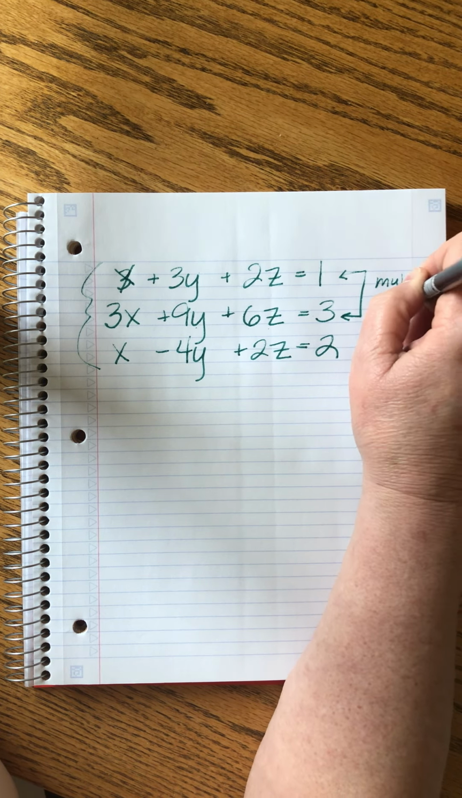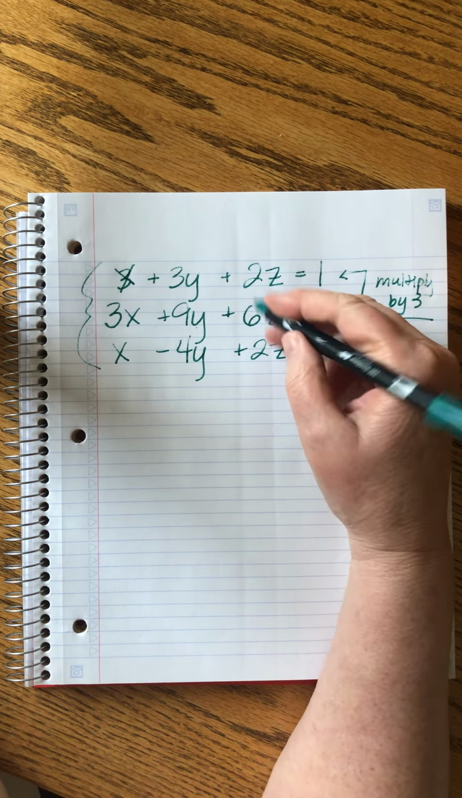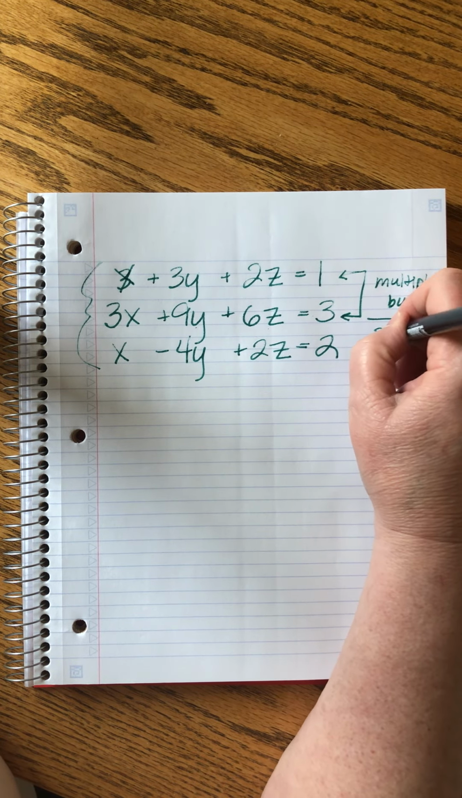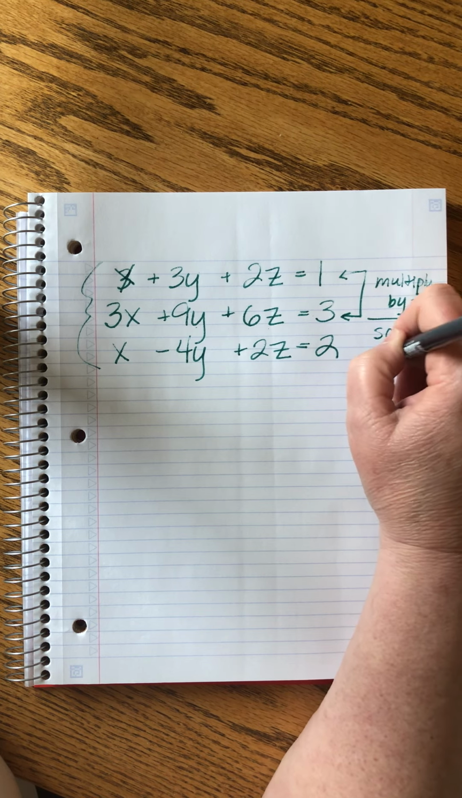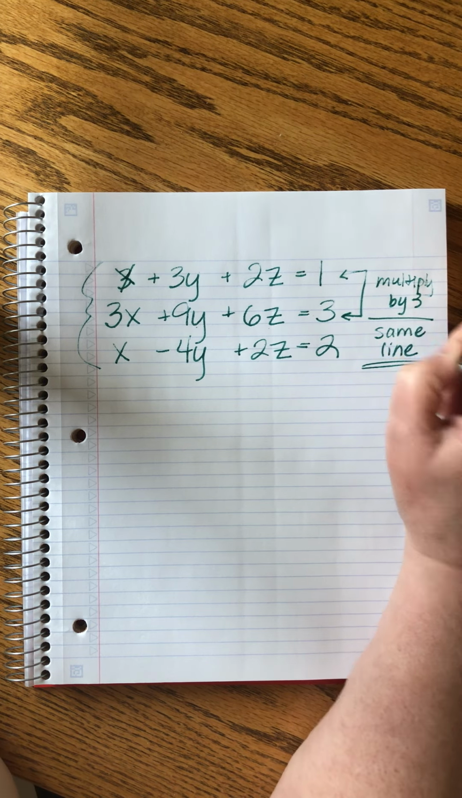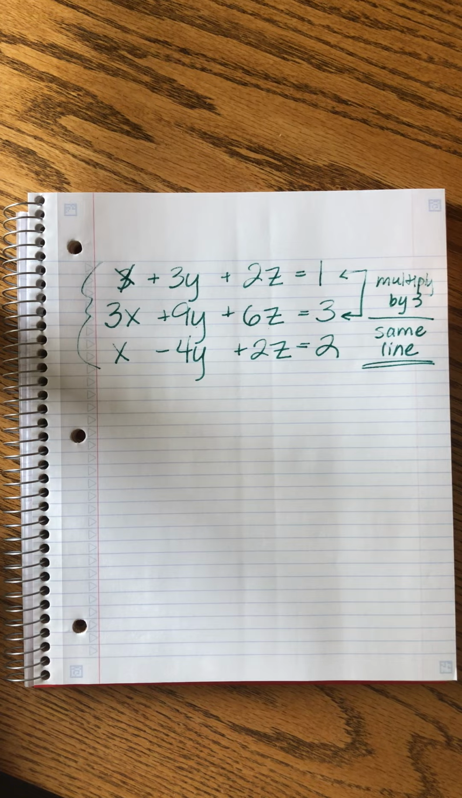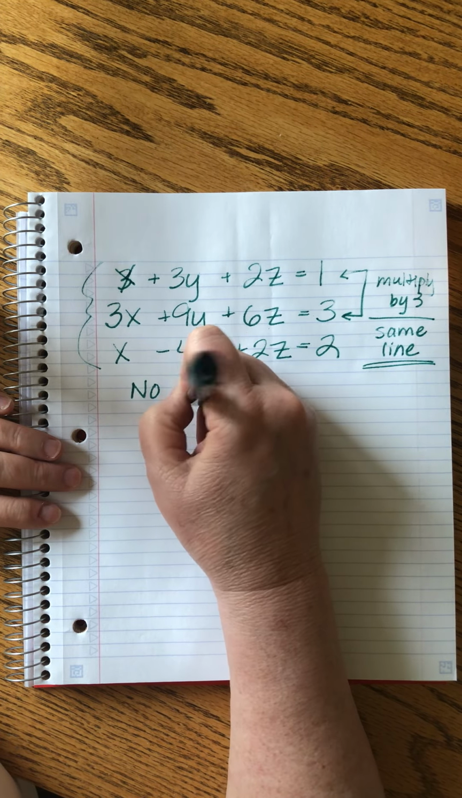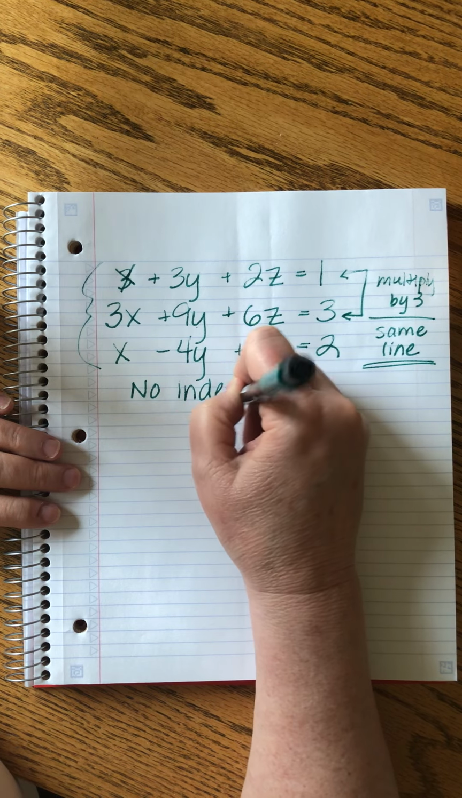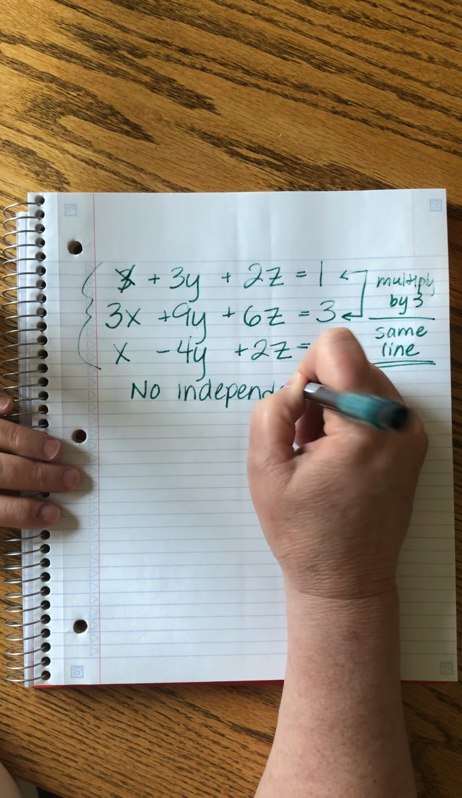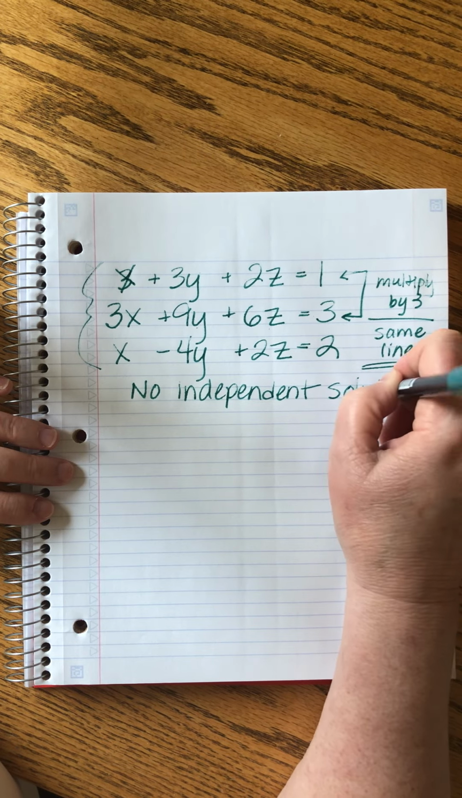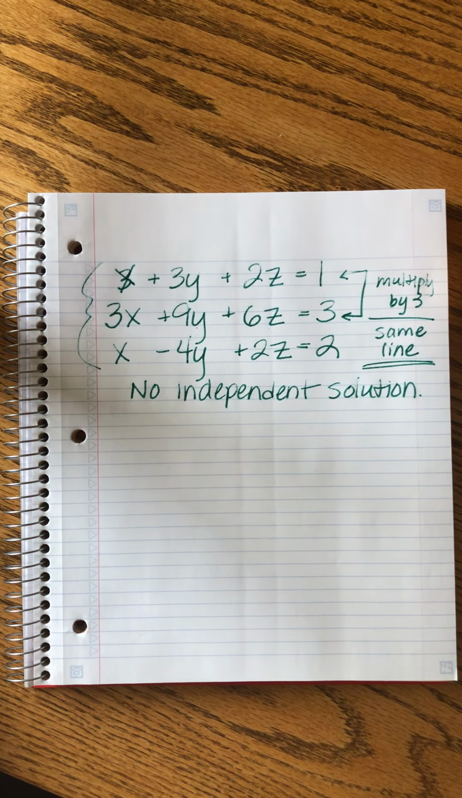My marker's dying. And so this tells us they're not even parallel lines, right? We know by our rule that this is the same dang line. And so we will not have an independent solution. That's the fancy word we use for this. Independent meaning like normal.